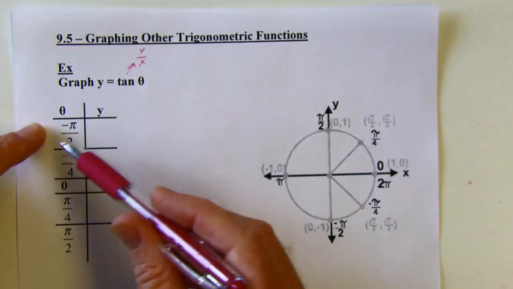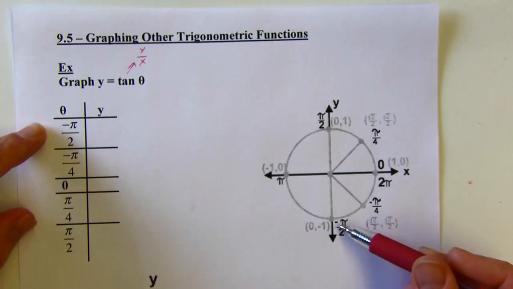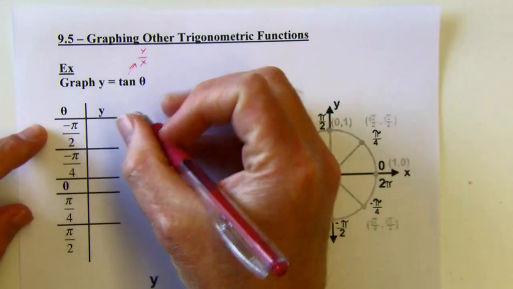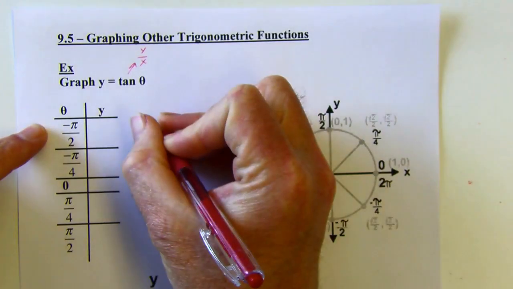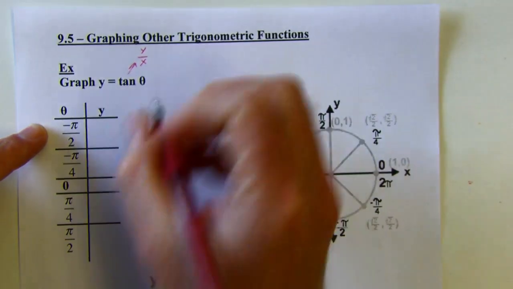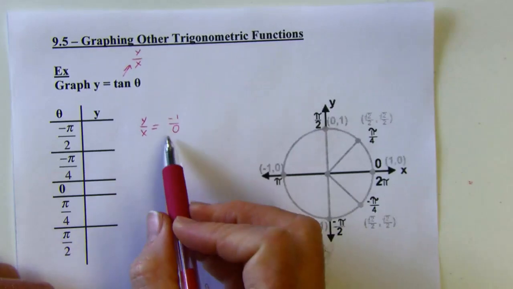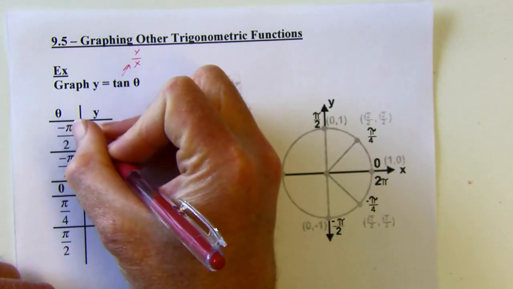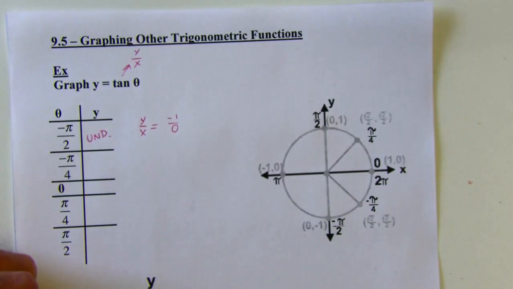if I'm at negative pi over 2, well, that puts me down here, right? And so, here's my x and my y. So when I'm down here, y over x is going to equal negative 1 over 0. Okay? But you can't have 0 as a denominator, so that means that this is undefined. Just put a dash or undefined, okay?